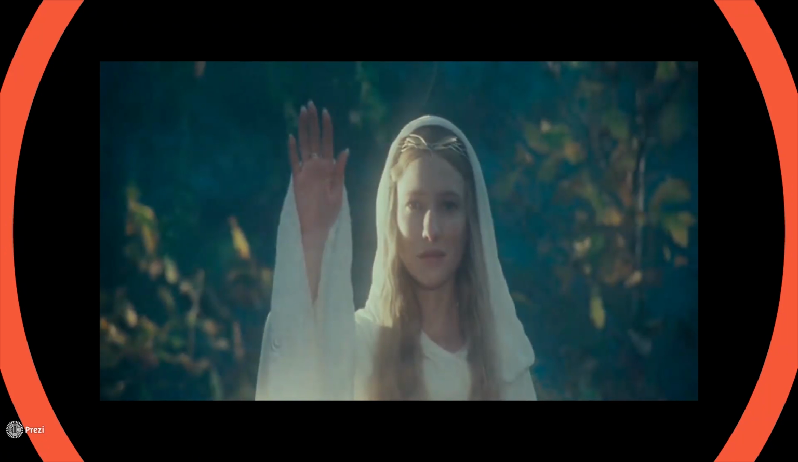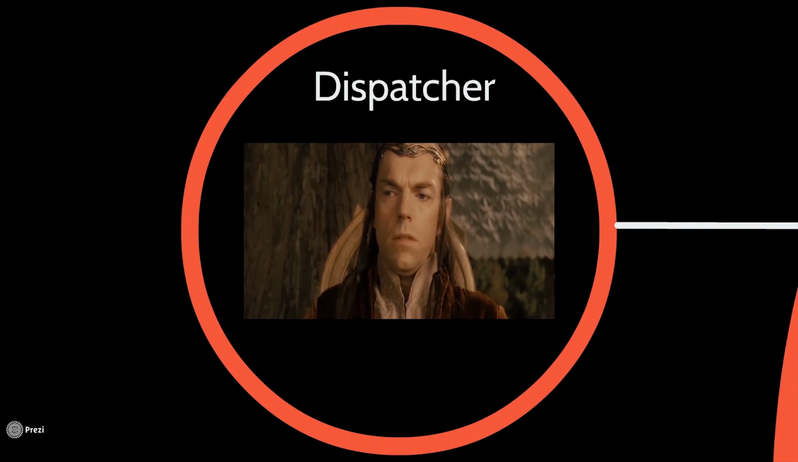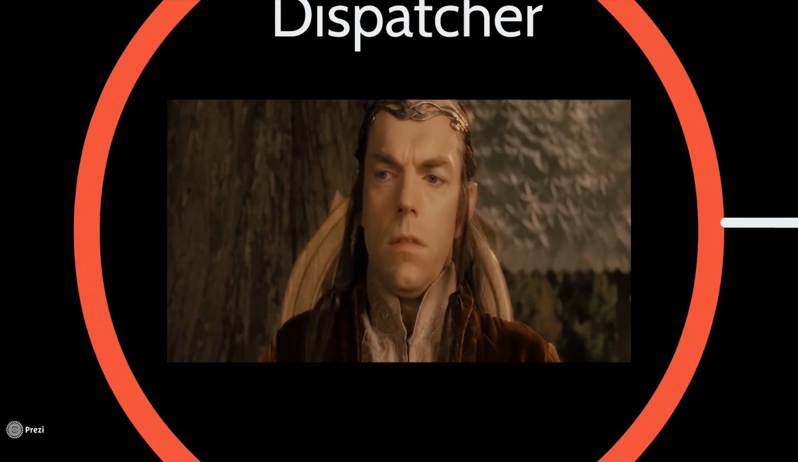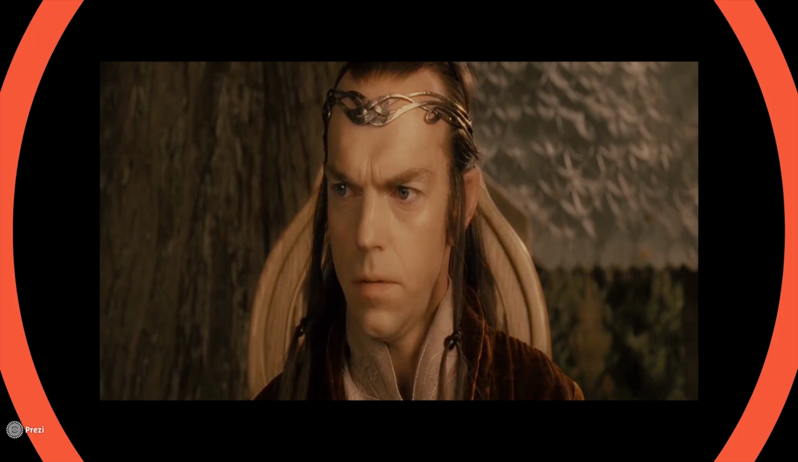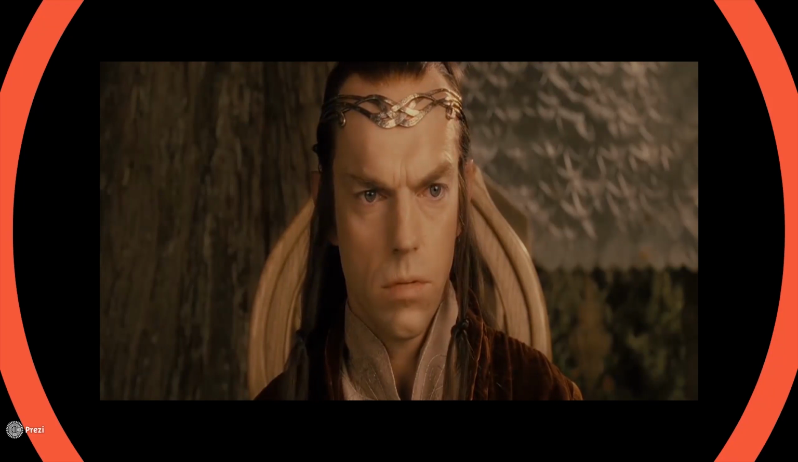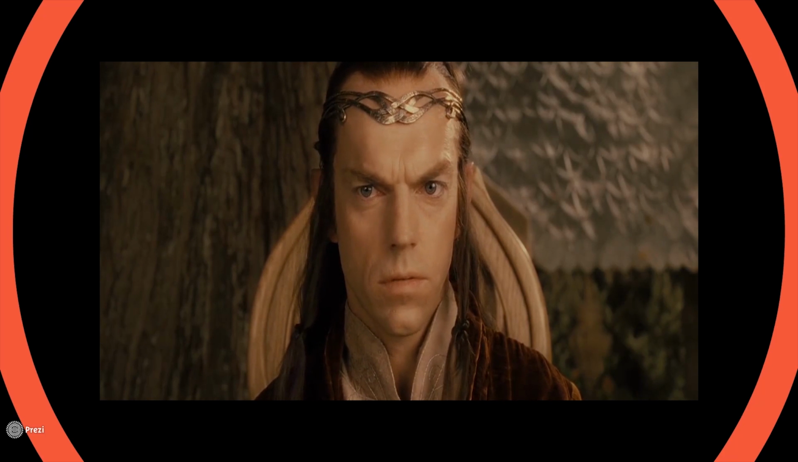The fourth character is the dispatcher. They send the hero off on a journey to beat the villain or save the world. In The Lord of the Rings, Lord Elrond is the dispatcher. He sends Frodo to Mordor to destroy the ring.